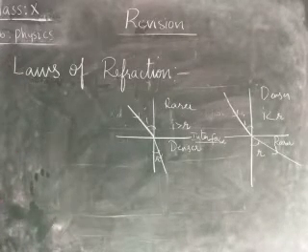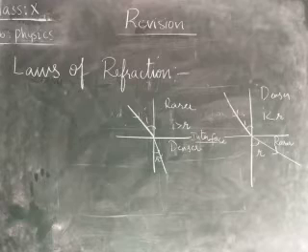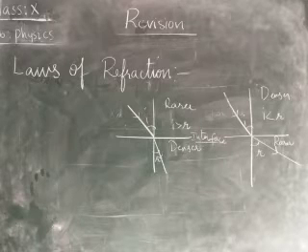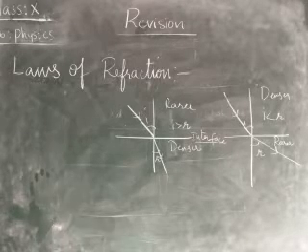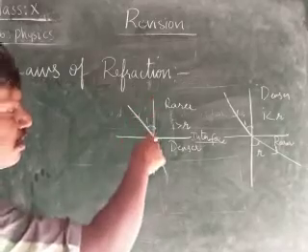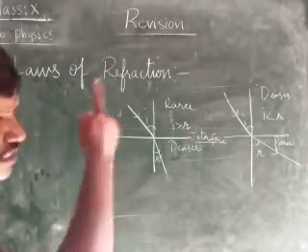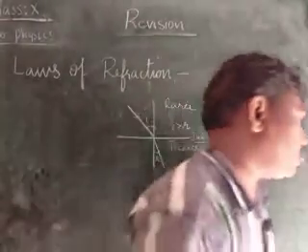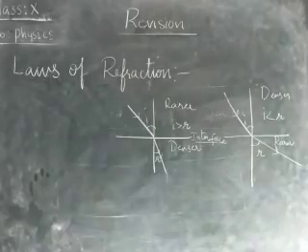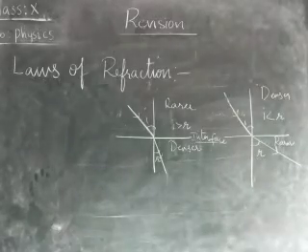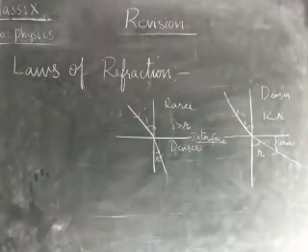That is called the interface. Here the incident ray, normal, and refracted ray all lie in the same plane. Incident ray, normal, refracted ray lie in the same plane.